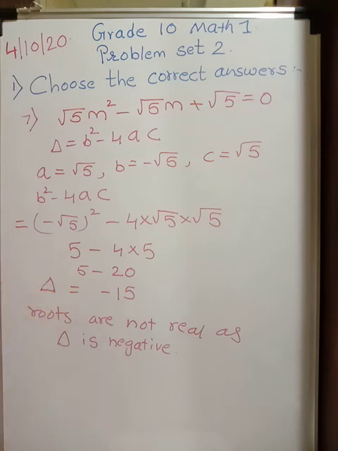Now remember, if discriminant is 0, then the roots are real and equal. If discriminant is positive, roots are real but unequal. And if discriminant is negative, then the roots are not real. And therefore, because here discriminant is minus 15, negative, C is the correct option. That is, roots are not real. Is it clear? Let's go for the 8th question.